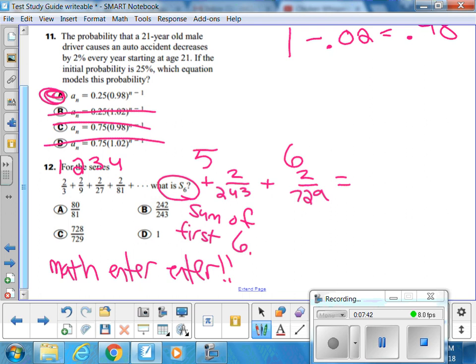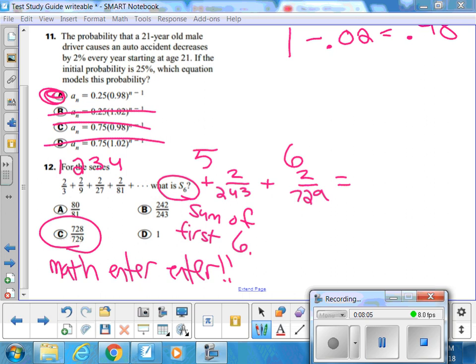You'll be able to get it. So give me a second. It's going to take me a minute to add. So I'll go ahead and pause the video to save time, but I'm adding together the first 6 terms. All right, video people, we end up getting 0.9986 and then clicking math, enter, enter. And that gave us 728 over 729. Sound about right?